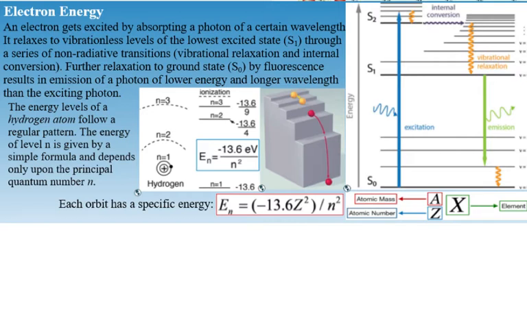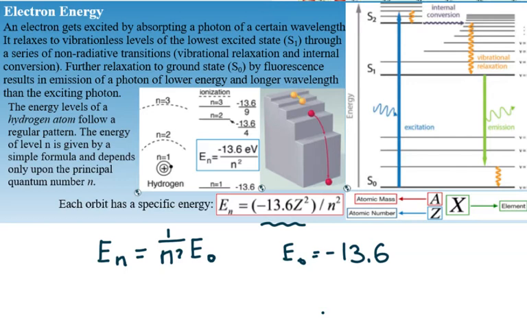So if you want to find the energy of the nth level of the electron when it's located in a certain level, you have the energy of the nth level, equal to 1 over n squared, times the energy of the ground level. And the energy of the ground level, right here you see it, is equal to negative 13.6 electron volts for hydrogen.